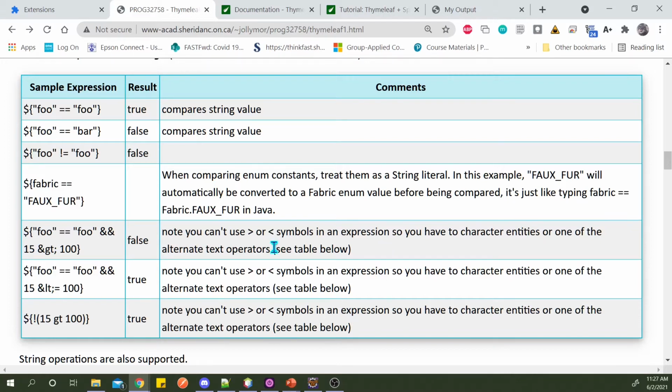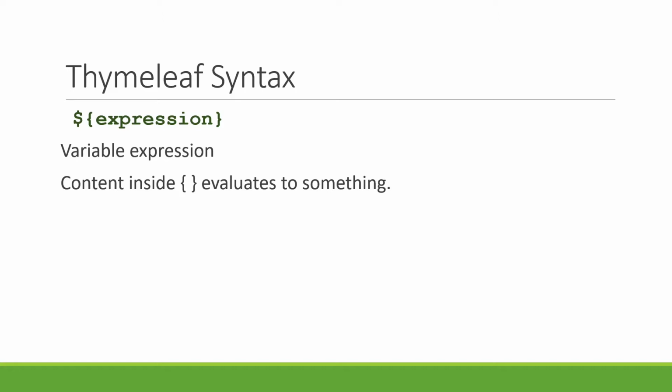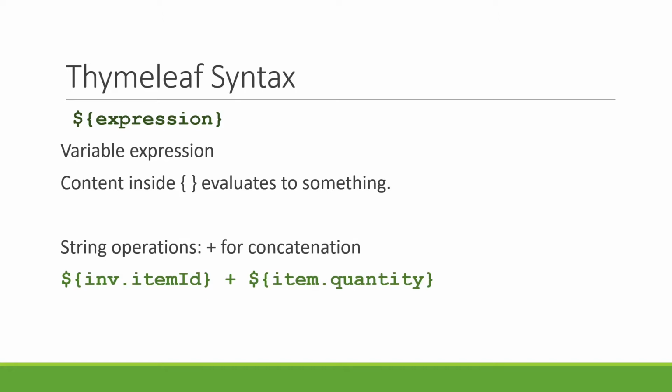Note, however, that you can't place a less than symbol or a greater than symbol inside any HTML attribute value. So you'll have to use either character entities, like I've done here, or you can use alternative operators in text format, such as LT for less than and GT for greater than, and I'm going to outline these further down. Concatenation is also supported, as is several other string operations that we're going to look at later.